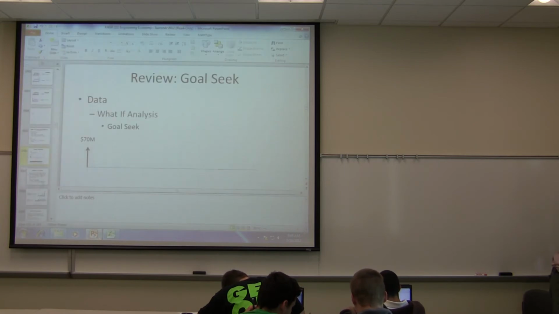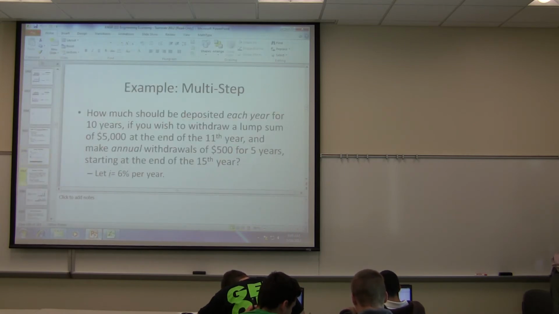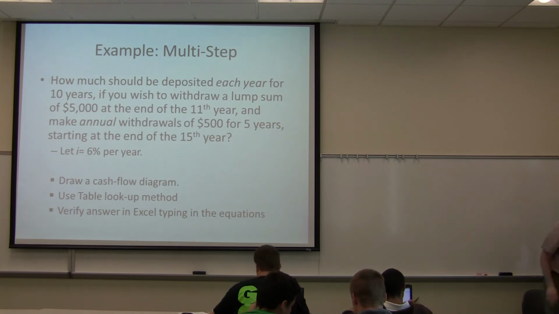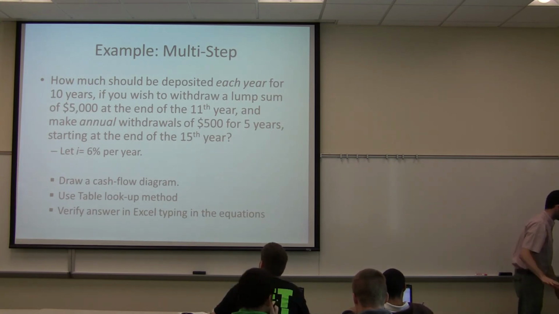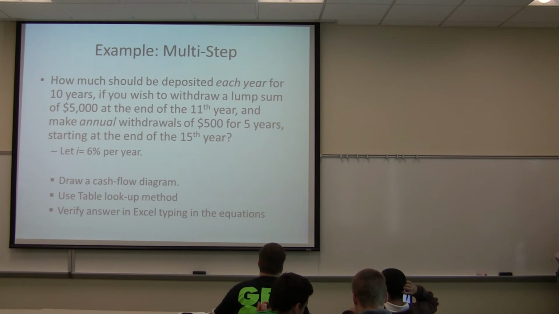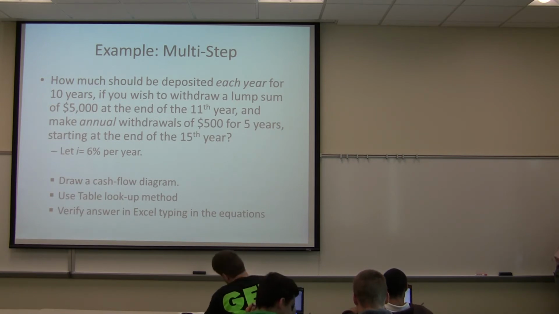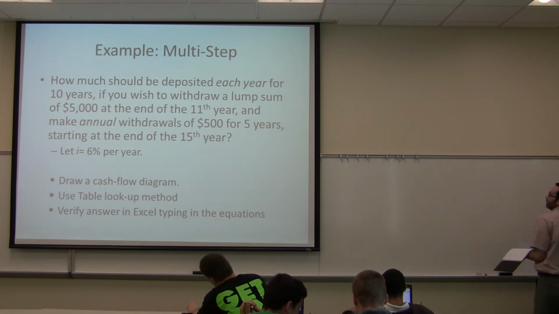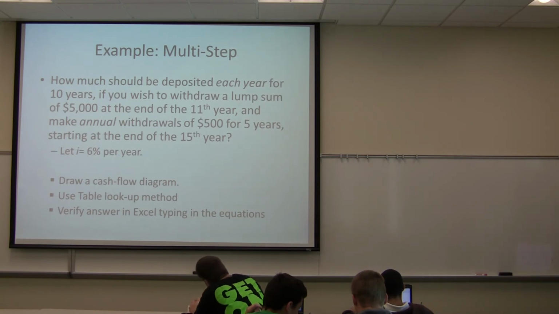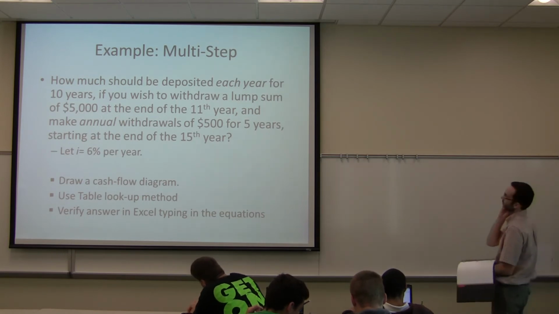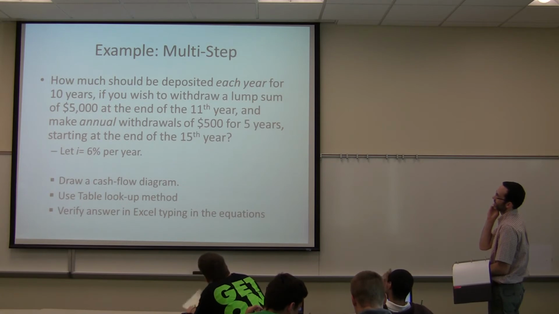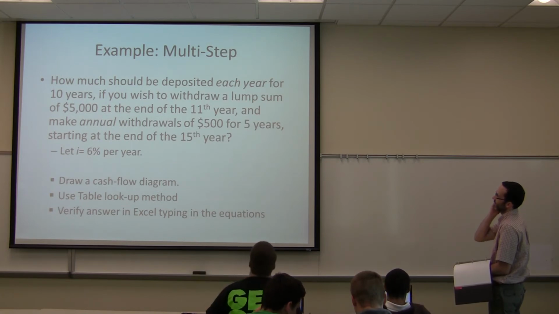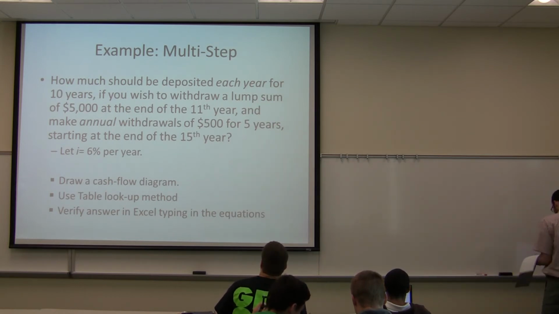I want to equip you with an example that may help you solve some of these in-class exercise problems. So you can keep working if you feel confident. If you'd like to see an example of a multi-step problem, let me show you that. How much should be deposited each year for 10 years if you want to withdraw a lump sum of $5,000 at the end of year 11 and make annual withdrawals of $500 for 5 years starting at the end of the 15th year? So this is a pretty complex one.